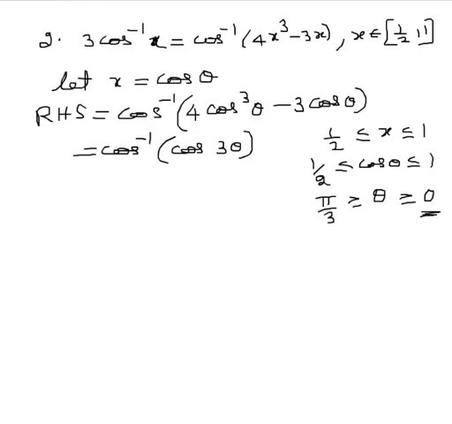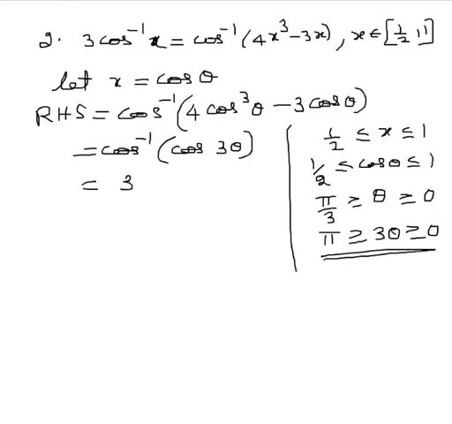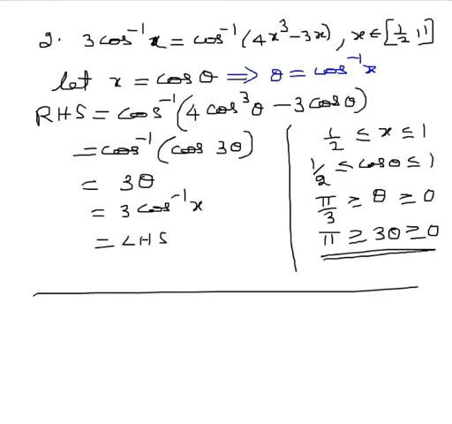Now we have to check whether 3 theta is in the principal value branch or not. So let us multiply throughout by 3. 0 to pi is the principal value branch for cos inverse. Now cos inverse and cos could be cancelled. We get 3 theta. Let us substitute for theta. Theta is cos inverse of x. Therefore the answer becomes 3 cos inverse of x, which is the left hand side.